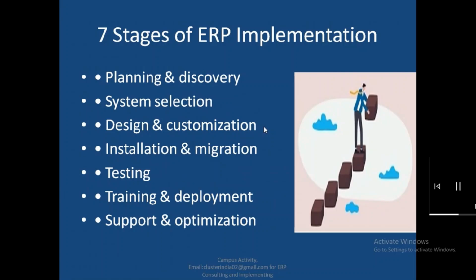Next, what are the 7 stages of implementation of ERP? The 7 steps of ERP implementation typically involve planning and discovery, system selection, design and customization, installation and data migration, rigorous testing, user training and deployment, go live, and post-implementation support and optimization, focusing on aligning the software with specific business goals, managing change, and ensuring continuous improvement for long-term success.